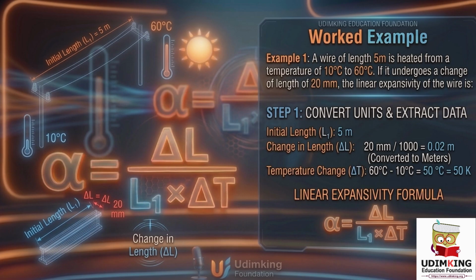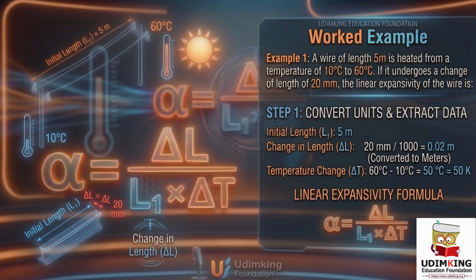Before we do any math, we must notice a major trap. The change in length is given in millimeters, but standard scientific SI units require meters. To convert 20 millimeters into meters, we divide it by 1000, which gives us 0.02 meters.